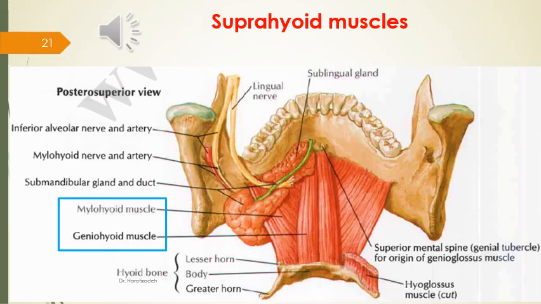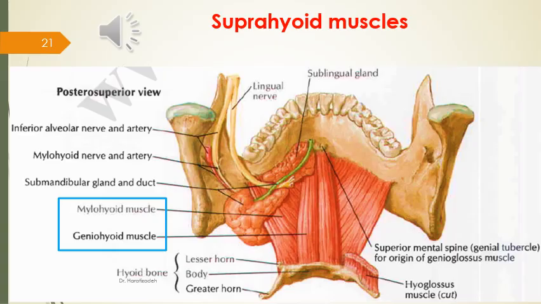Next is the geniohyoid muscle. If you look just above the mylohyoid muscle, you can see two cylinder muscles lying on each side of the midline. These are the geniohyoid muscles. They arise from the inferior mental spine or genial tubercle of the mandible and run backward to insert on the body of the hyoid bone.